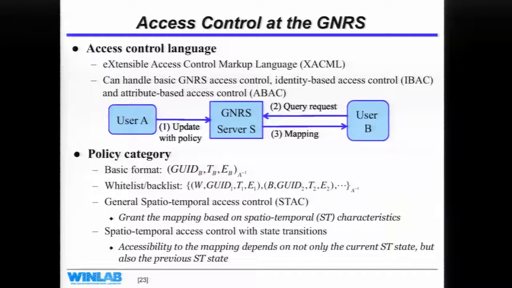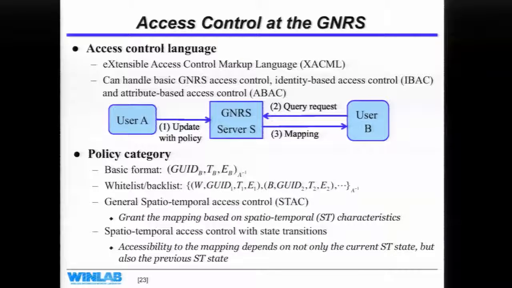This figure illustrates our scheme. Here we have user A. He wants to tell the GNRS server S that he only wants people to look him up if they meet such requirements. And here's my mapping, and here's my policy.